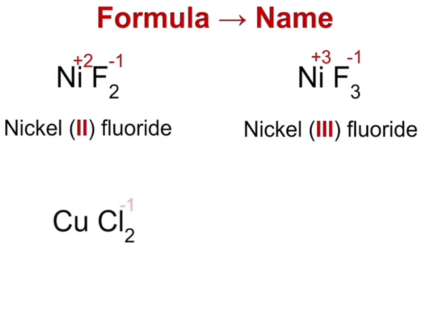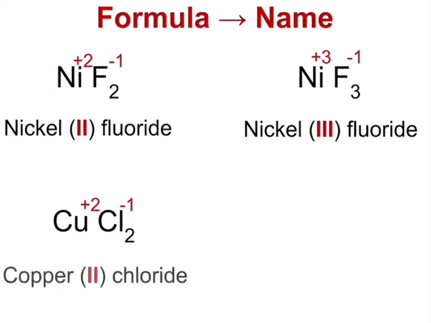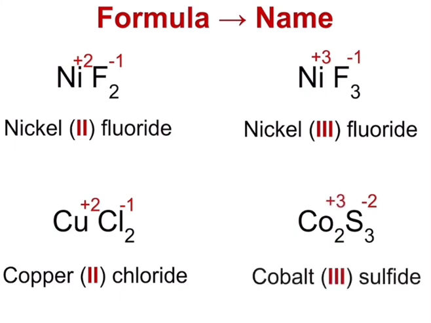This compound is made of copper and chloride ions. Chloride ion would have a charge of -1. There are two chloride ions here, which means that this copper must carry a charge of +2. The name of this compound is copper(II) chloride. Another compound. Well, sulfide ion would have a charge of -2, meaning that cobalt in this compound has a charge of +3. So the correct name for this compound would be cobalt(III) sulfide.